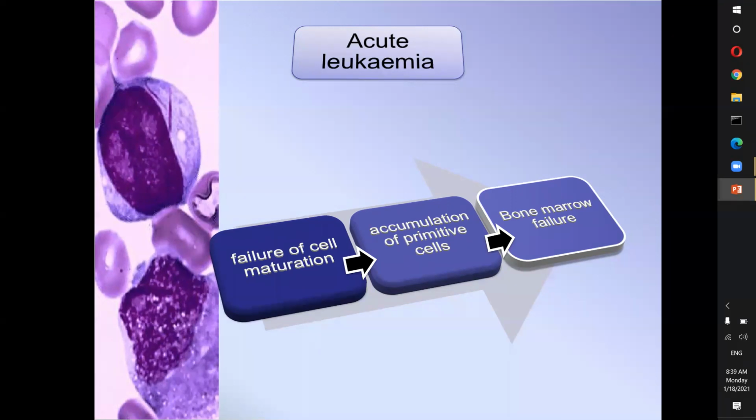The result will be accumulation of these primitive cells inside the marrow, which will not mature. The accumulation of these primitive cells inside the marrow will compete with the normal cells inside the marrow, resulting in what we call bone marrow failure. Failure of cell maturation, resulting in accumulation of primitive cells, and the end will be bone marrow failure.